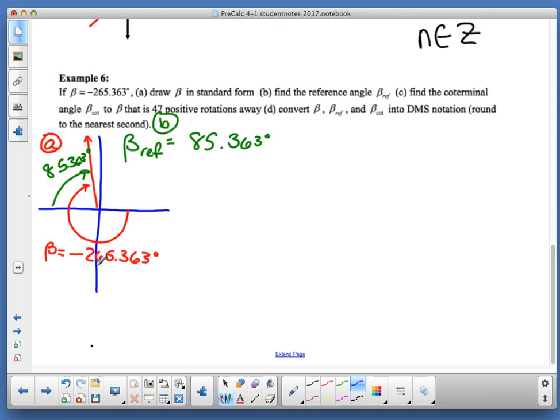And I've got to get my glasses on again, run my calculator. So in C, I'm talking about the fact that I've got my beta plus 47 positive rotations away. Are you okay with that? So I should have an answer. One can only hope. Sorry, I looked down and I scrunched all my numbers. So we're going to write them better.